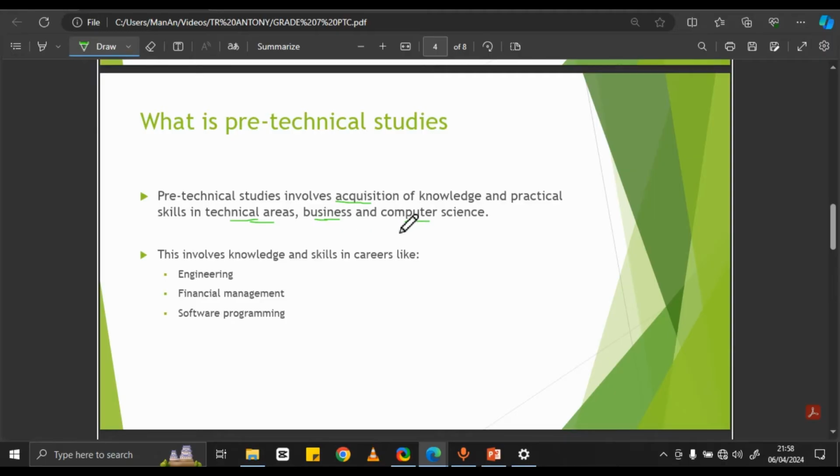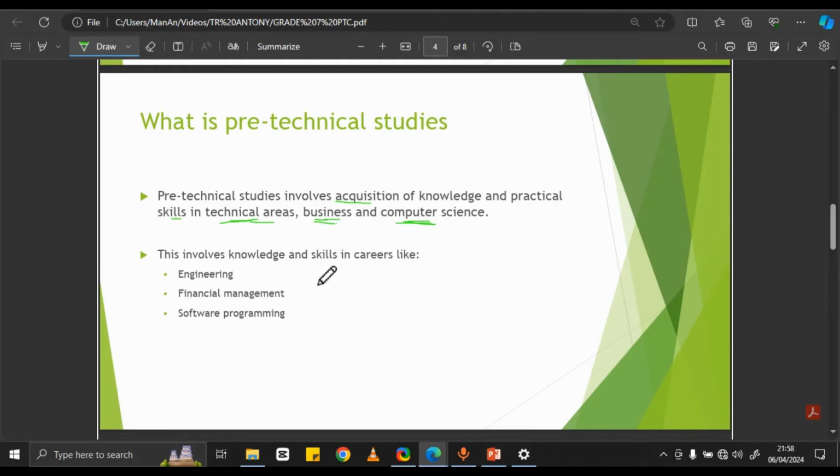Computer science, you'll be able to use digital devices when you learn pre-technical studies. So collectively, pre-technical studies will involve the acquisition of that knowledge and practical skills and experience that you need to perform technical work, to do business, and to use digital devices.